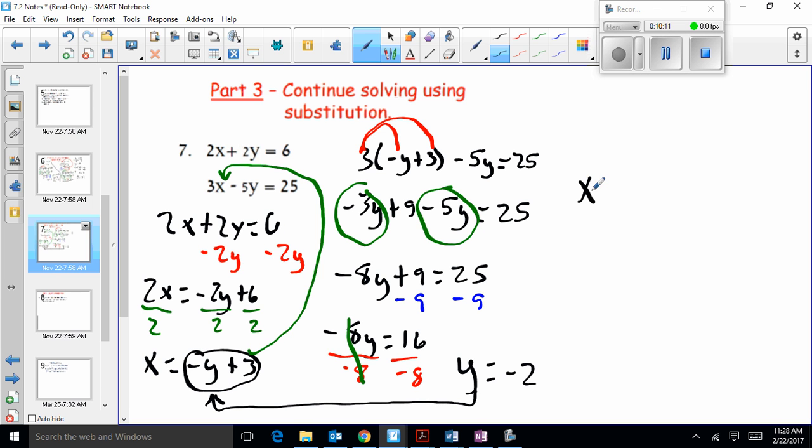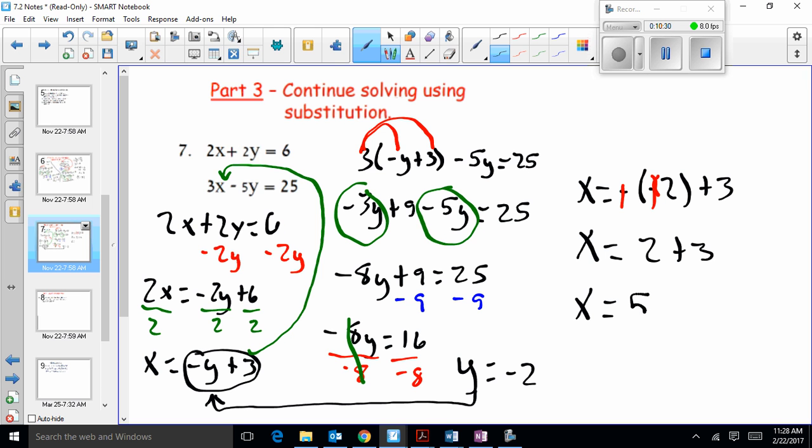So I have x equals negative times -2 plus 3. So x, after I change, x equals 2 plus 3, which I believe is equal to 5. Here's my solution for the linear system: 5, -2. Okay?